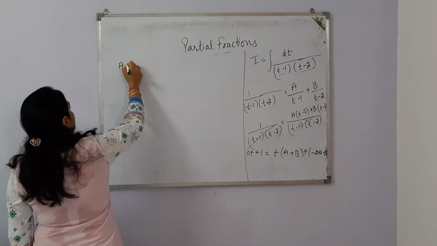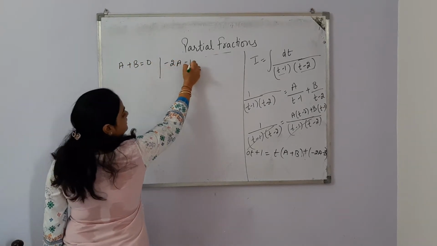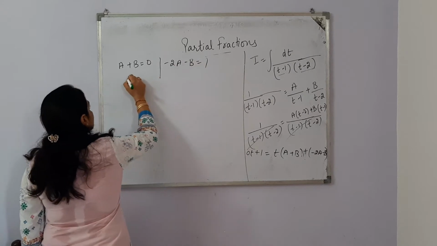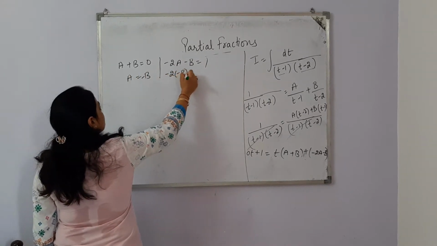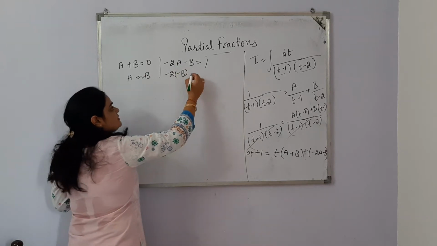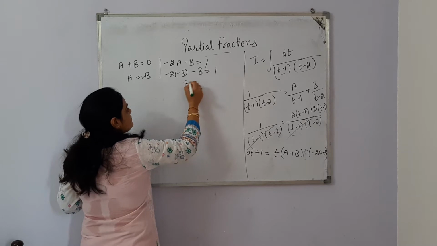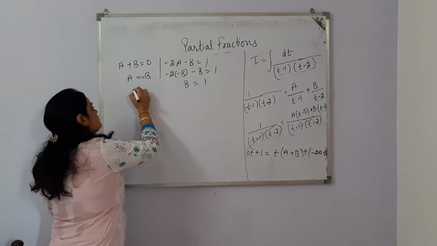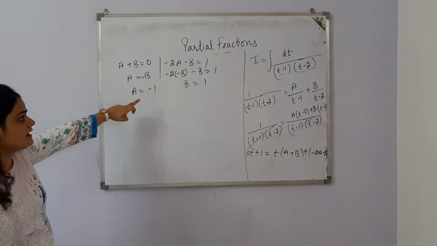a plus b is equal to 0 and minus 2a minus b is equal to 1. Here a is equal to minus b, so whenever I substitute a equals minus b, I will get plus 2b minus b, which is b equals 1. So b is equal to 1, then a is equal to minus 1. Now we have the values of a and b.